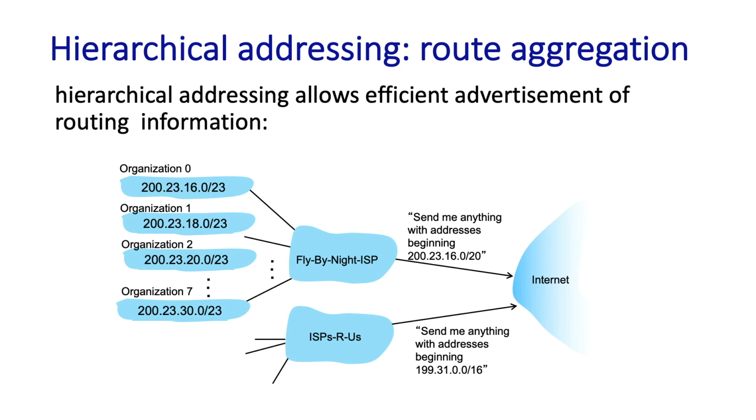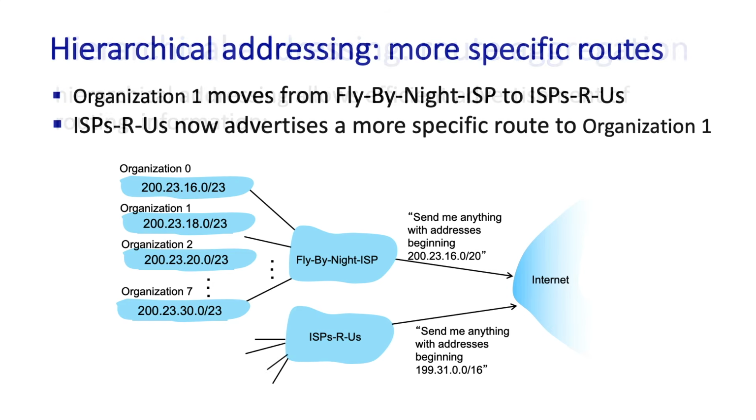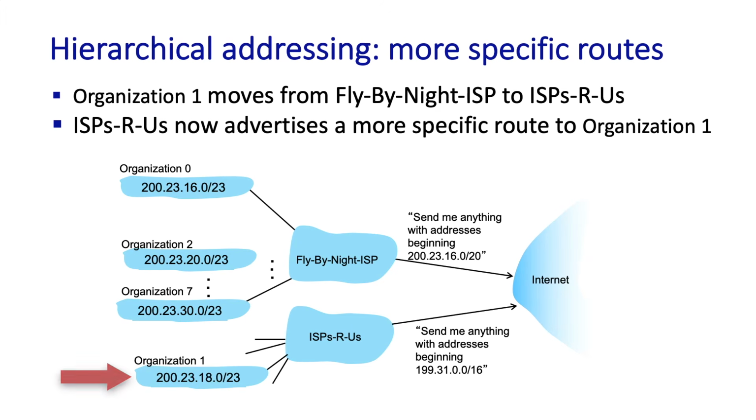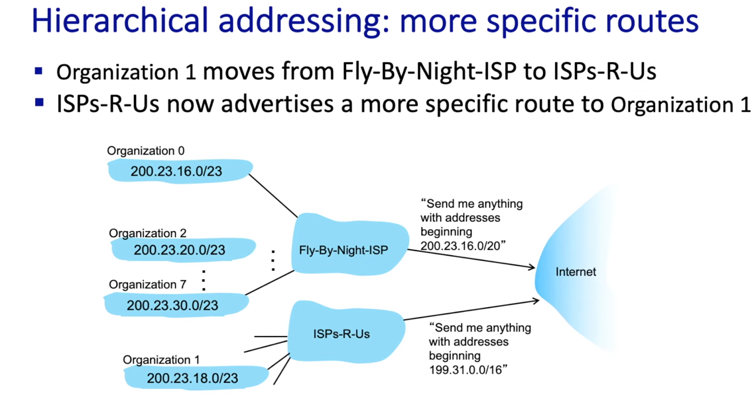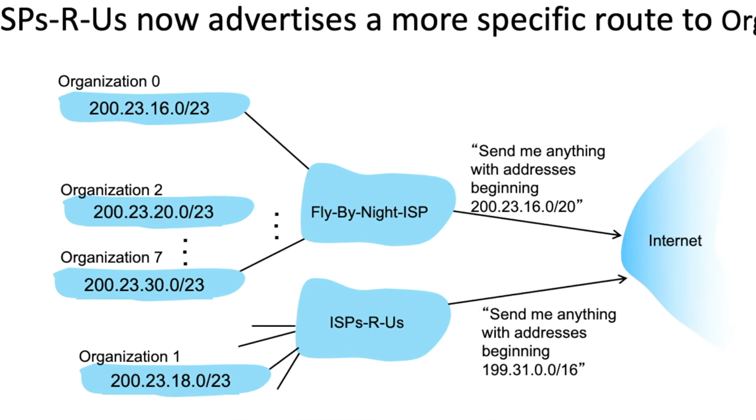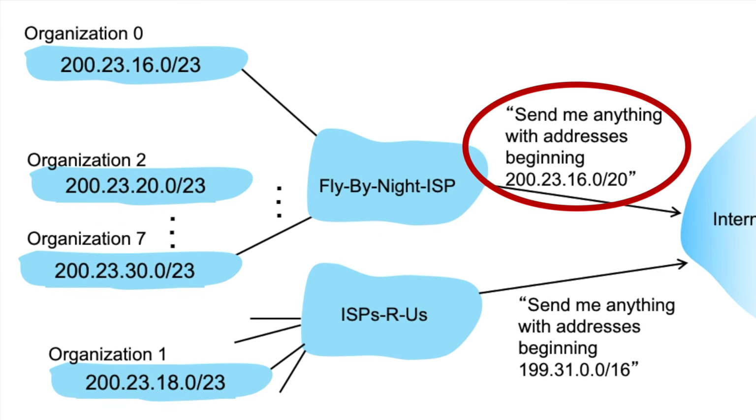Well, this all looks very neat and orderly, but in life, things just generally aren't so neat or so perfectly hierarchical. In particular, let's ask ourselves, what would happen hypothetically if one of the 8 client ISPs, say organization 1, wants to change ISPs from fly-by-night to ISPs are us, while keeping its range of network addresses 200.23.18/23. Well, fly-by-night continues to say, send me anything with address prefix 200.23.16/20 as before, and as we can see here.